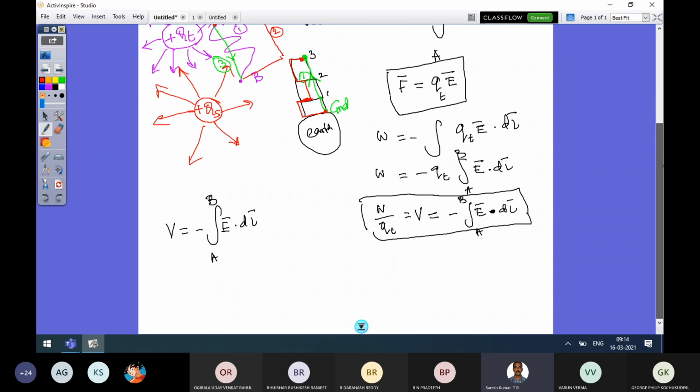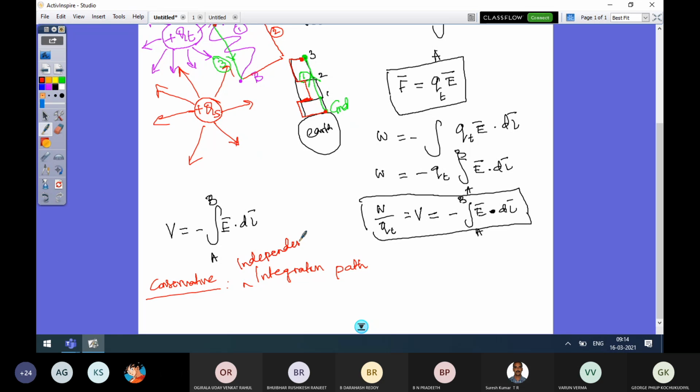If the field is conservative, then the integration is independent of the integration path. So whichever way you reach from A to B doesn't matter; only the position, the location, matters.